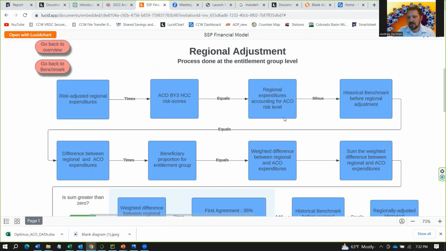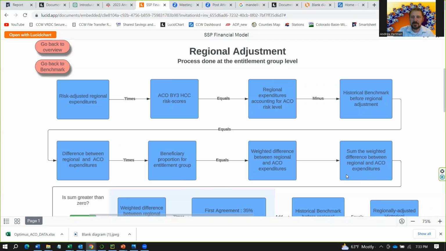Next, you have your regional expenditures that are expressed in the ACO risk. Then we're going to just compare that to your historical benchmark. So now we are comparing your region to your historical. And this is all done at the entitlement group level. So you're going to get four differences. And then we're going to weight those based on the proportion of beneficiaries in each entitlement group. So that's done here. Again, this is using BY3 beneficiaries. And so we weight those based on the proportion, and then we sum up those differences.